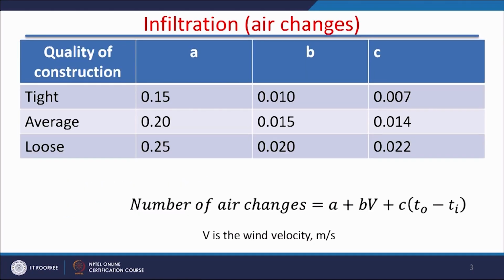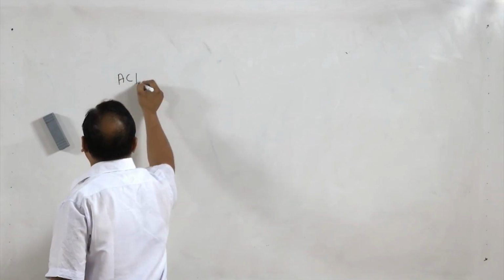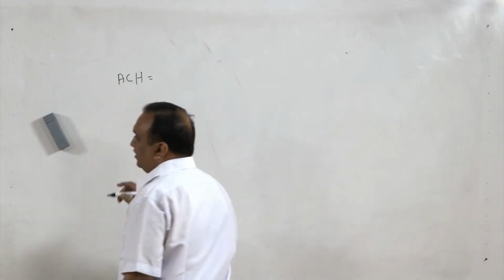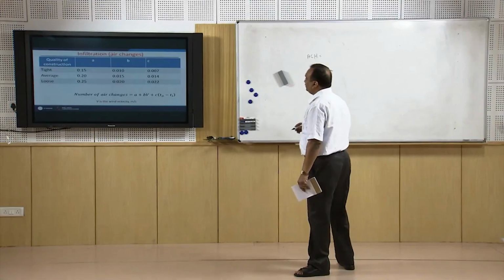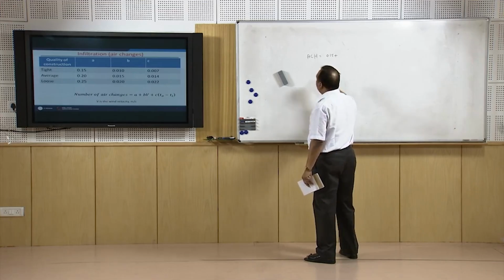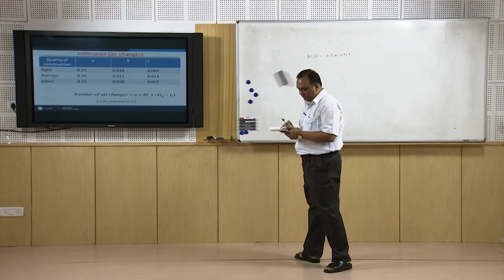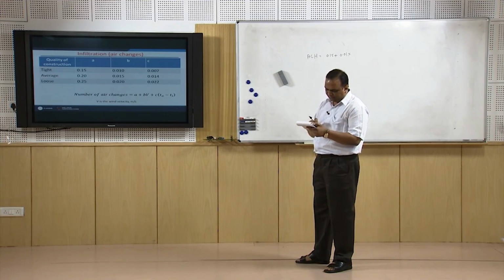In the air change method, the quality of construction is estimated as tight, average or loose. It has three classifications, and the equation gives the number of air changes per hour. Let us compare tight with loose. Suppose the building is of tight construction, then A is equal to 0.15 plus B is equal to 0.01 multiplied by the velocity. Velocity we can say 30 kilometers per hour.